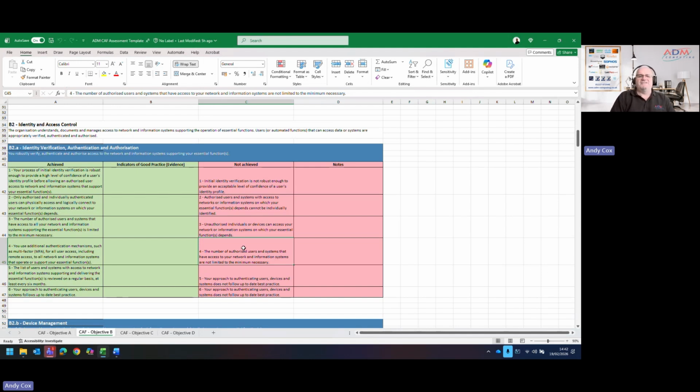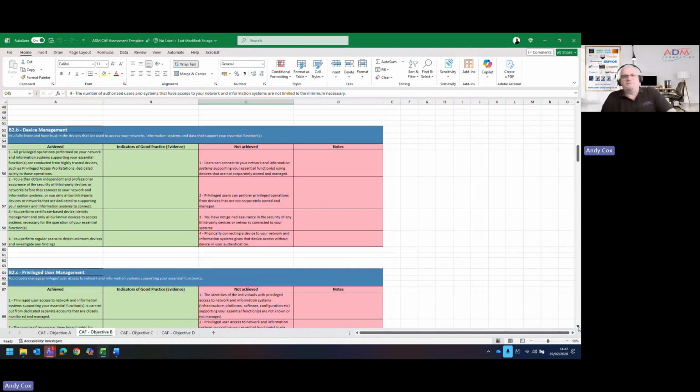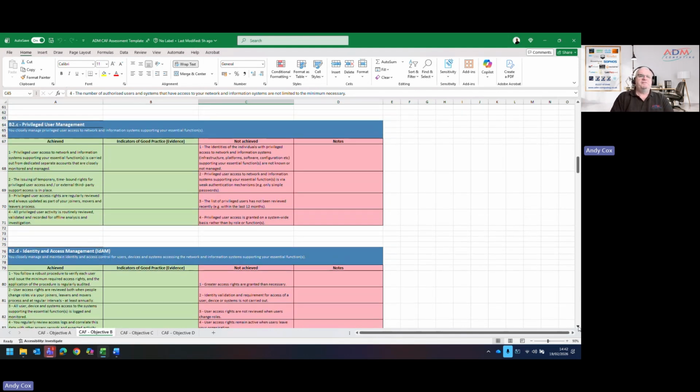It's just not an excuse, but you have to document your process for it. Device management. Do you know what devices are accessing your data? Do you only allow access to your Microsoft 365 environment from devices that are managed by Intune, for example? All of this sort of thing. Privileged users. How do your internal admins verify?